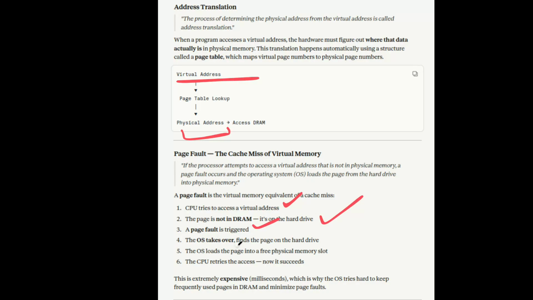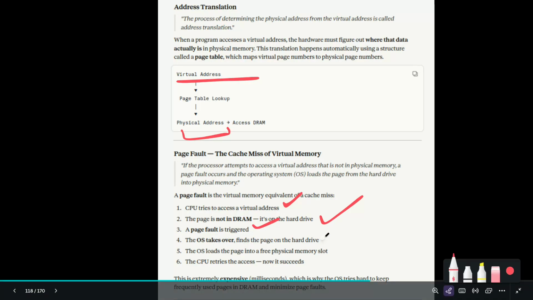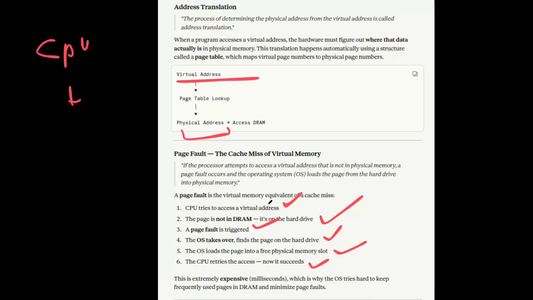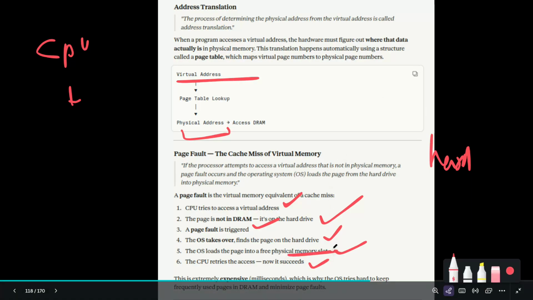If a page fault is triggered, the OS takes control and finds the page on the hard drive. The OS loads the page into a free physical memory slot, and the CPU tries to access it again. Now it succeeds. So the CPU is trying to access a page which is present in the virtual address space. If the page is not present in the DRAM, it looks in the hard drive, so a page fault occurs. Whenever a page fault occurs, the OS takes control, loads that page from the hard drive into a free physical memory slot, and the CPU can now access it.